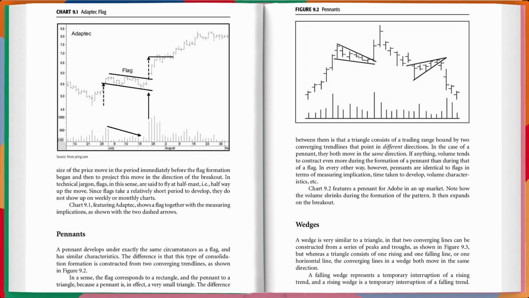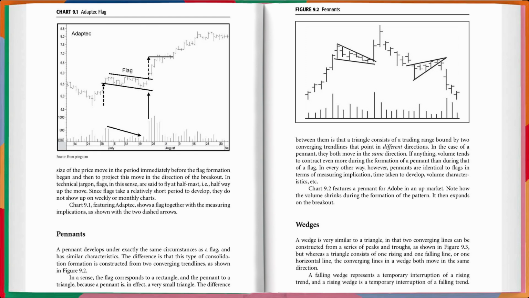The difference between them is that a triangle consists of a trading range bound by two converging trend lines that point in different directions. In the case of a pennant, they both move in the same direction. If anything, volume tends to contract even more during the formation of a pennant than during that of a flag. In every other way, however, pennants are identical to flags in terms of measuring implication, time taken to develop, volume characteristics, etc. Chart 9.2 features a pennant for Adobe in an upmarket.